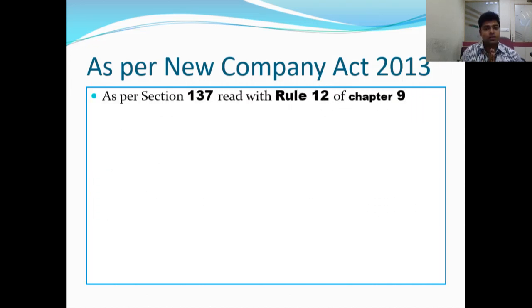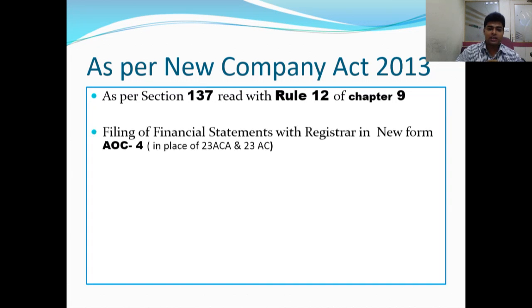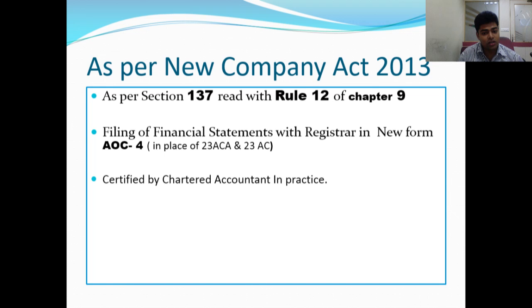As per the new Companies Act, section 137, read with rule 12 of chapter 9, it is clearly mentioned. Now for filing for financial year 14 and 15, we have to use a new form, that is AOC 4, in place of 23ACA and 23AC, and that should be certified by the Chartered Accountant in practice. However, there is a dispute going on for this. There is some recommendation given by the Institute of Company Secretaries and the Cost Accountants to the Ministry.